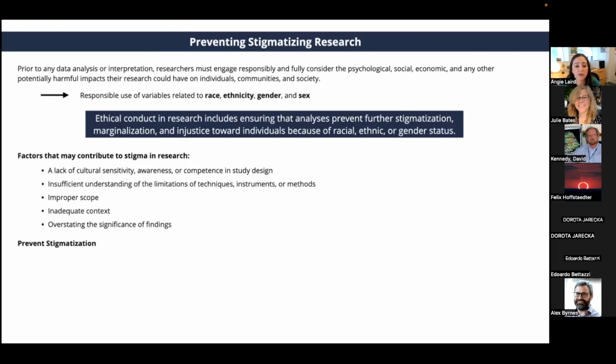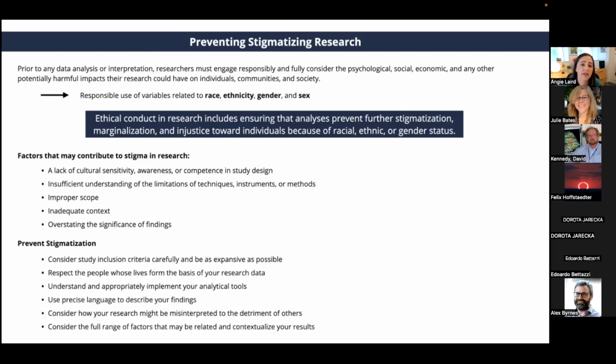There are steps that you can take to prevent stigmatization of individuals or groups as a result of your research, and these include, but are not limited to, considering study inclusion criteria and not excluding certain groups out of convenience or habit.